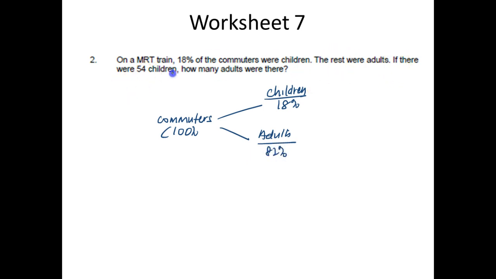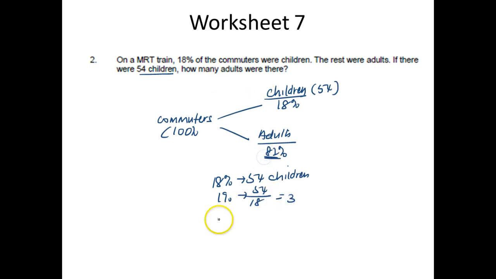If there were 54 children, how many adults are there? So 18% is my 54 children. 1% is 54 out of 18, which is 3. How many adults? There are 82% of adults. So 82 times 3, the answer is 246 adults.